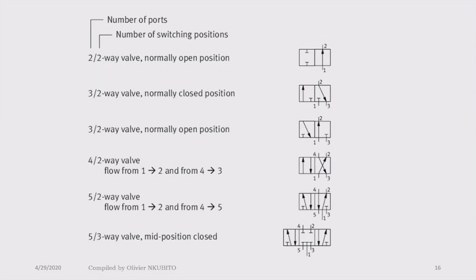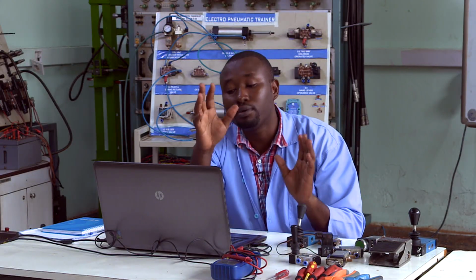And here we have a list of some valves. The first one is 2 ports, 2 position. The second one is 3 ports, 2 position. You just need to count the number of ports. And remember that all ports are put on a single block. You don't have to put ports on all blocks.